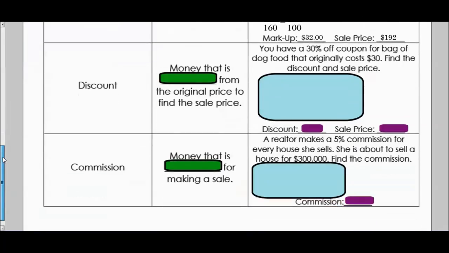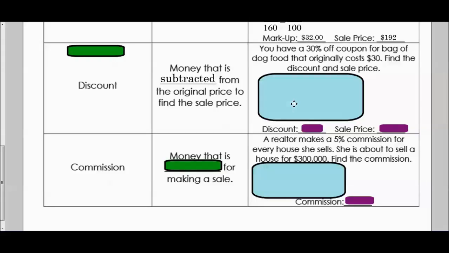A discount is going to be subtracted from our original price. You're saving money here. If you have a coupon or some percent off or some discount amount, that means you're saving that amount of money. You're going to take that away from the original price to find the sale price.